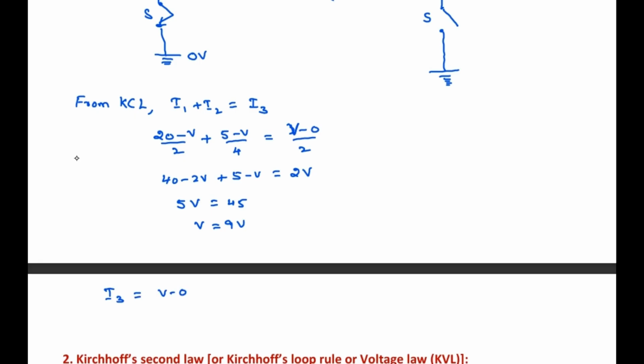V minus 0 by 2. V value is nothing but 9 by 2, that is equal to 4.5 ampere. So this is the current passing through the switch. It is one of the illustrations based on Kirchhoff's first rule.